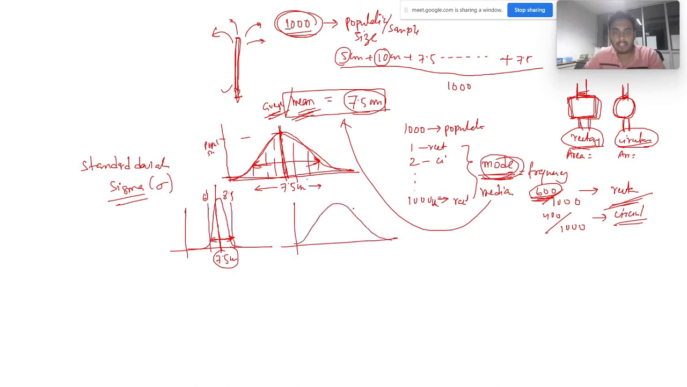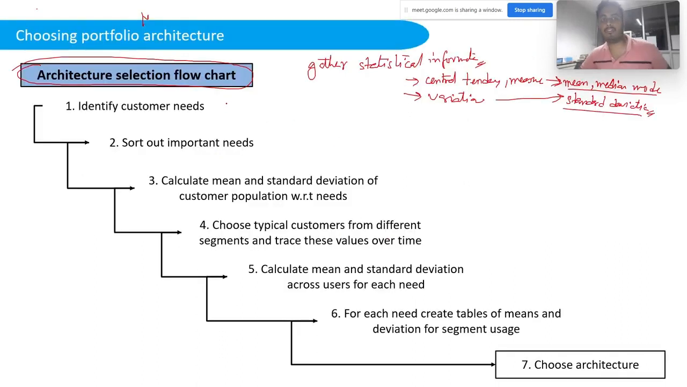Similarly, if you have a very flattened bell curve, that means 7.5 is the average for 1,000 people, but there are pencils which may be 2 centimeters, and there are pencils with 10 centimeters. This axis is not length, it is population size. So that much variation exists in this particular measure. This kind of data is required for analyzing what sort of portfolio you need.